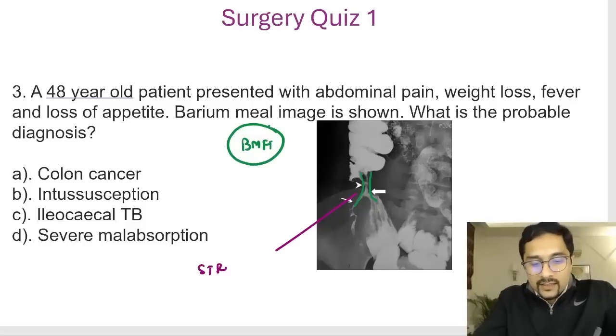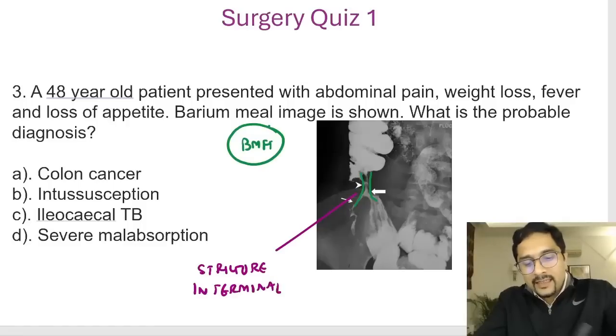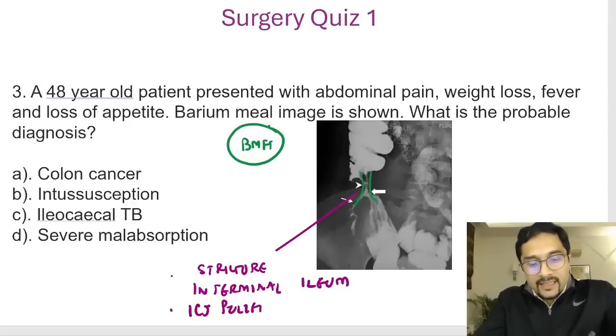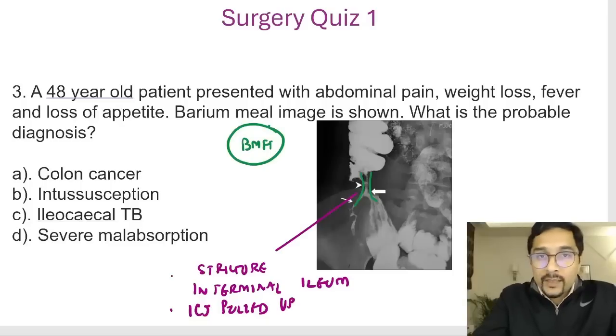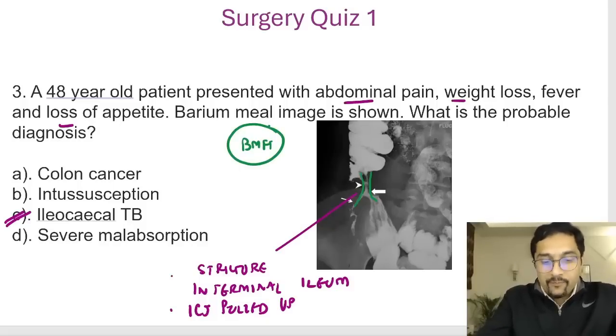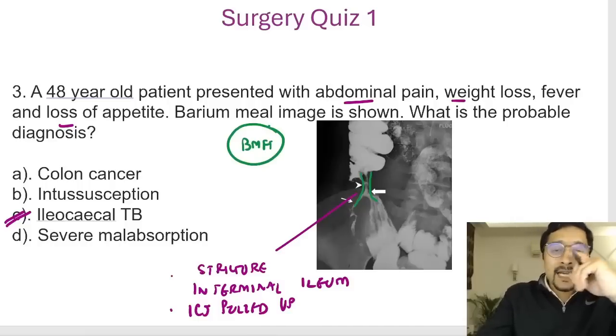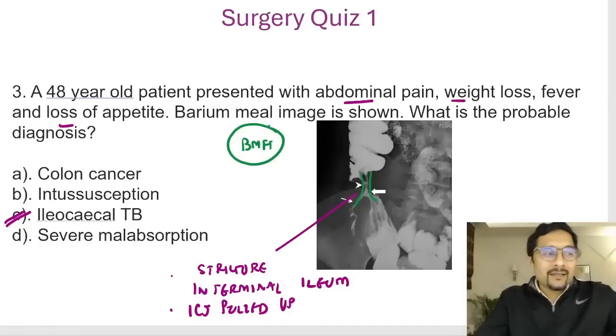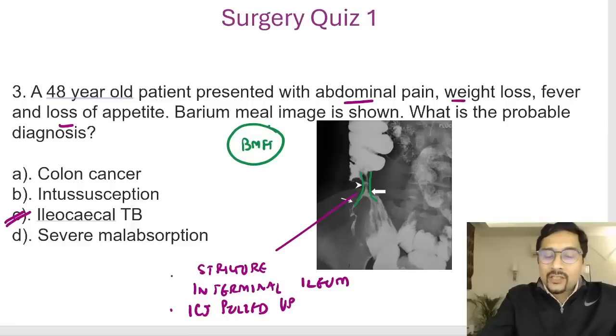So there is a stricture in the terminal ileum, right? There is stricture in terminal ileum, and the ileocecal junction is pulled up, right? ICJ is pulled up. This is typically known as the goose neck deformity or the swan neck deformity, and this can be seen in ileocecal tuberculosis, which again is going to come with abdominal pain, weight loss, fever, and loss of appetite, right? So this sign of stricture of the terminal ileum can also be seen in Crohn's disease, but that was not mentioned as one of the options, which is why here the answer is going to be ileocecal tuberculosis.